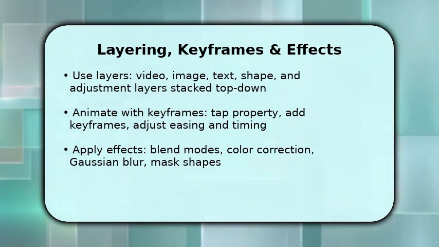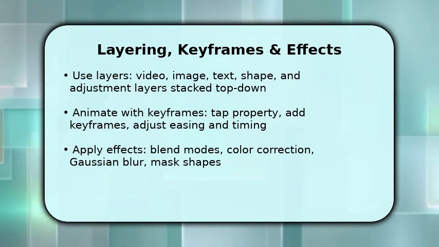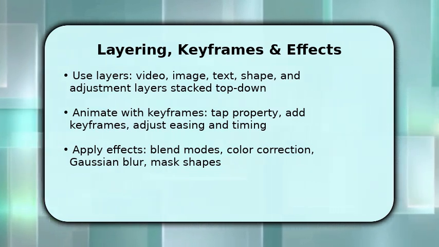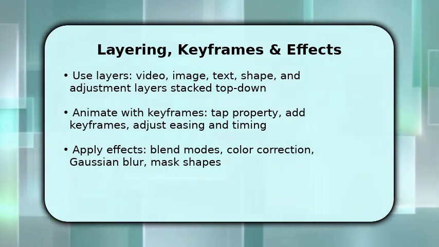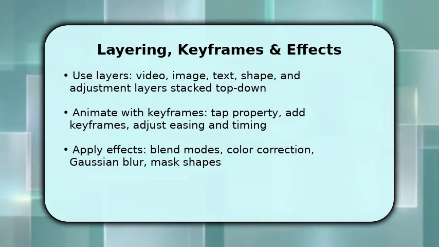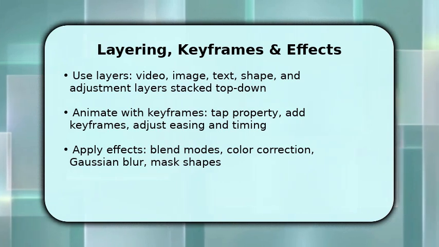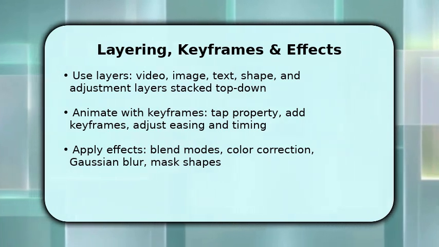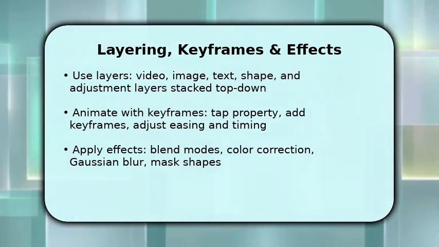Tap the property, add the first keyframe, move playhead, change value, add another. Adjust easing to smooth motion. Once done, apply effects like color correction and blend modes to unify look, or use masks to reveal elements. Make sure to preview at full speed and reduce effect intensity.